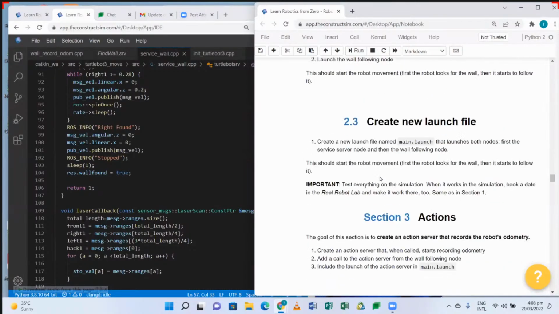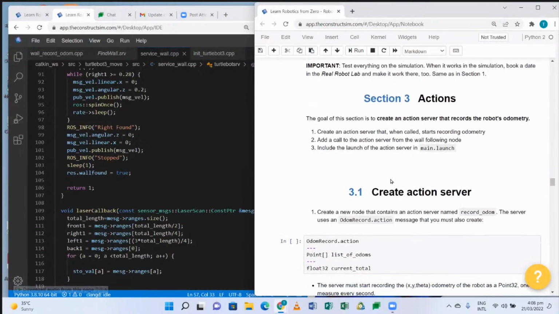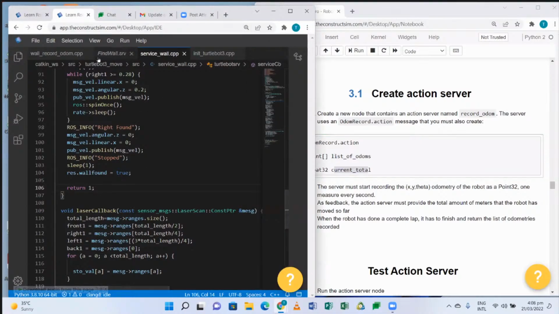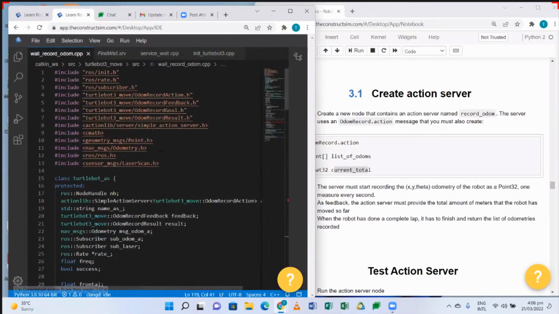Now here comes the third part, the action. Here is the action file in which there is a list of odoms of point type, which is the result, and we don't have any goal over here. The feedback must be current_total, which is what you showed us when it was running, right? Yes.